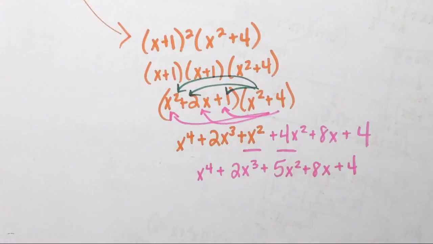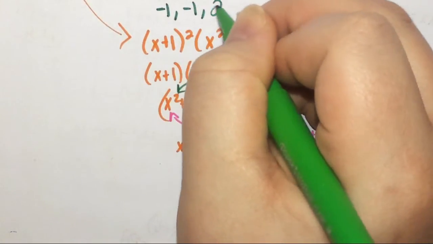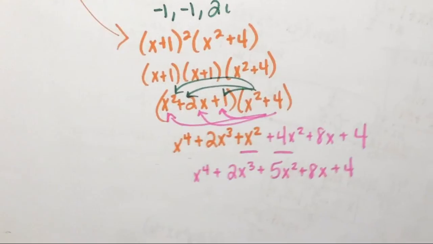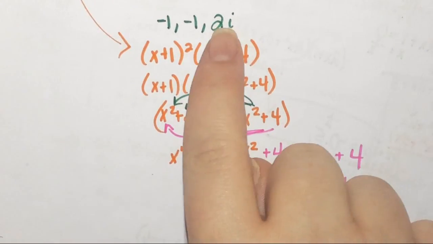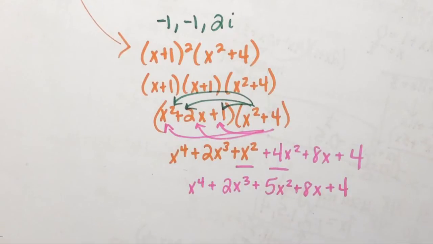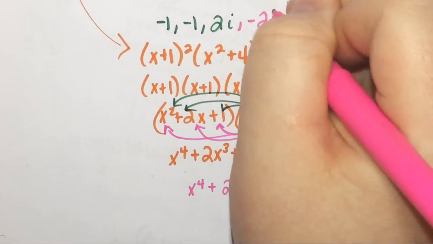Okay, Miss Compton, you sure did say a lot of words really fast. So let's discuss them one last time. We were told, let me write them up here, we were told we had these roots, these zeros. And I'm telling you, if you have the positive version of the imaginary number, you automatically get, for free, the negative version.